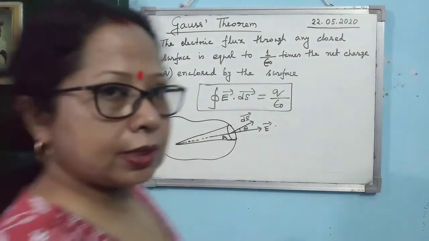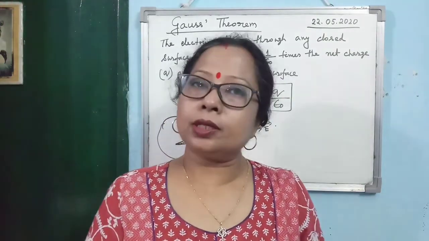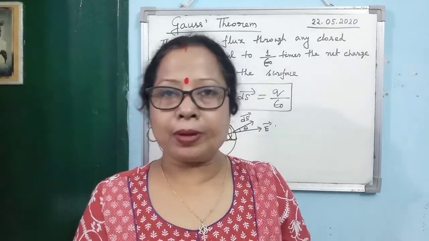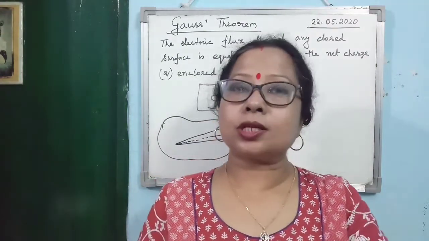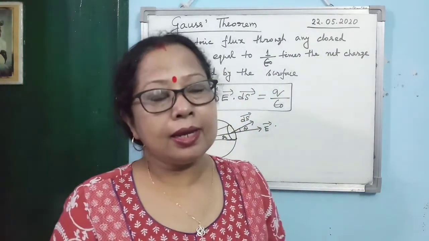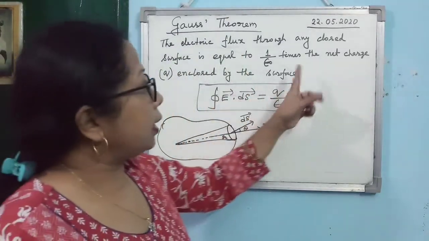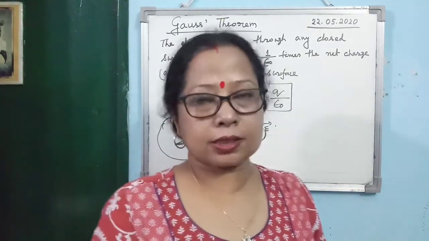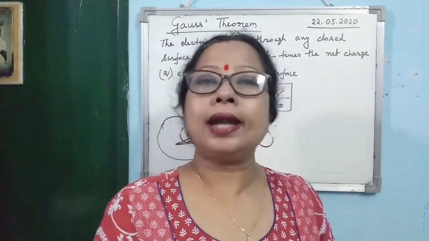So I hope everybody has understood the concept of area vector, the concept of solid angle and the concept of electric flux. I am summarizing. Area vector is the vector perpendicular to the surface, and the solid angle d omega is given by ds cos theta by r square. Electric flux d phi E is E dot ds, the dot product of the electric field vector and the area vector.